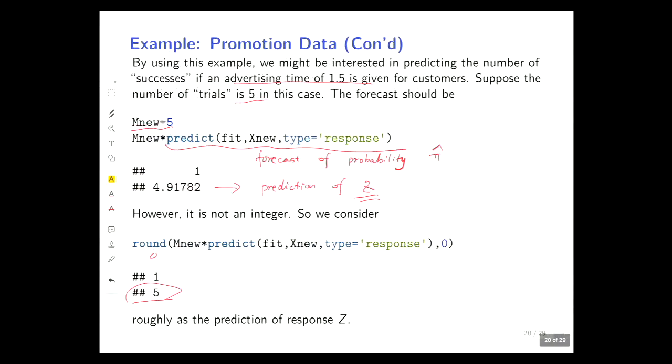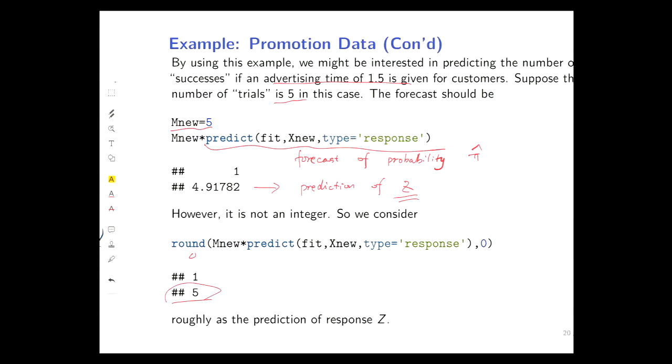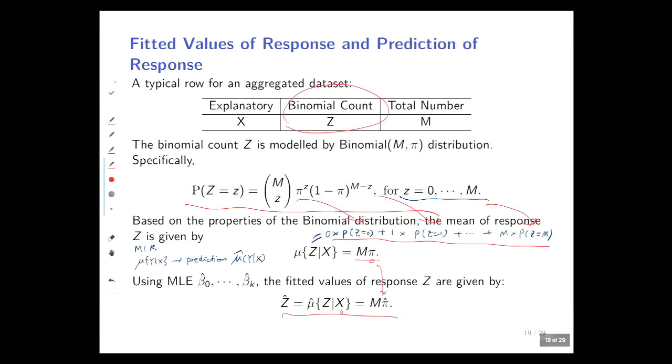So any questions? I think the only new part may be here. The mean of the binomial response here is actually the total number times the probability pi. And for the other part, the idea to use this mean or the estimated mean as the prediction is similar to the multiple linear regression model.